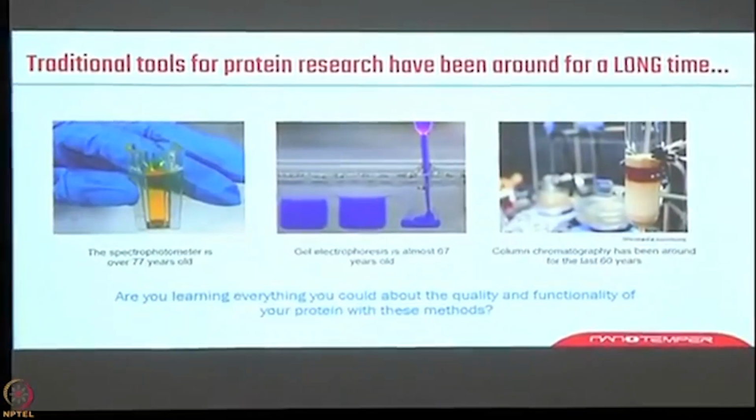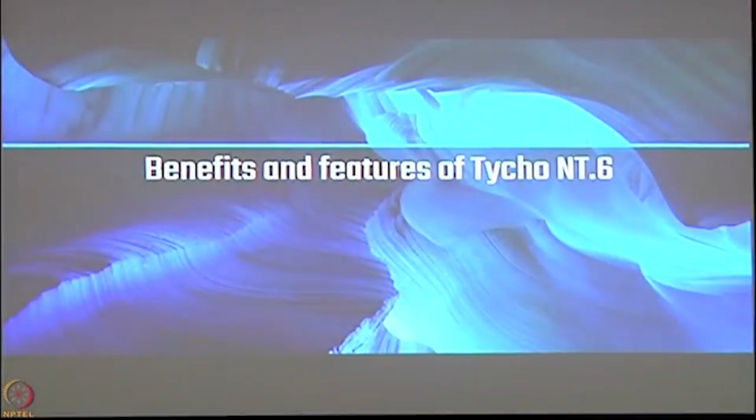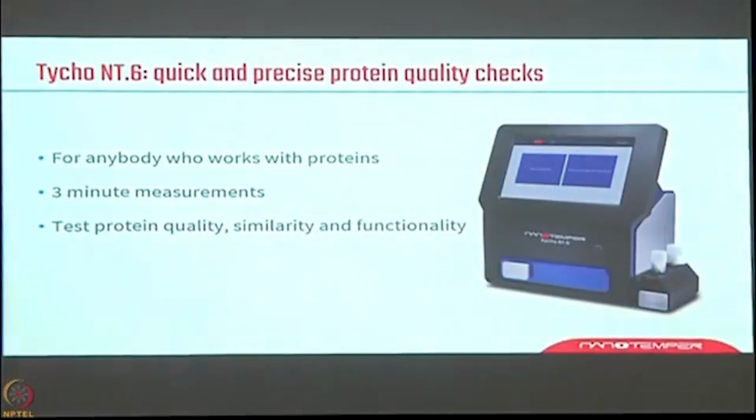So we have this newly launched product known as Tycho, which in one go takes 6 samples and you can check the quality of the protein. You will come to know whether the protein you have purified is functional or not. The basic principle is that it can work with any kind of protein, whether it's an antibody, a normal protein, a membrane protein, or a receptor protein. It gives a 3-minute measurement, so within 3 minutes you are checking the quality and purity of the protein.